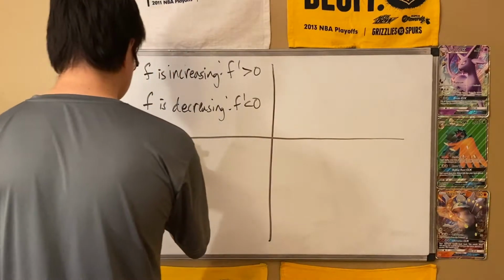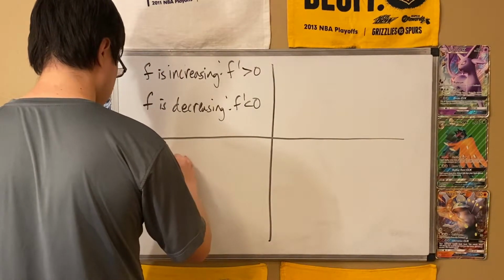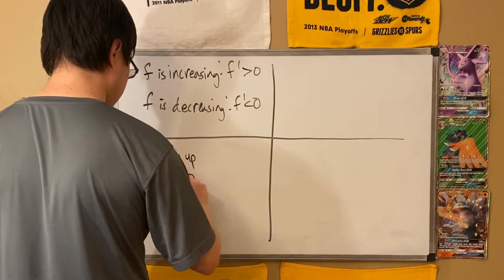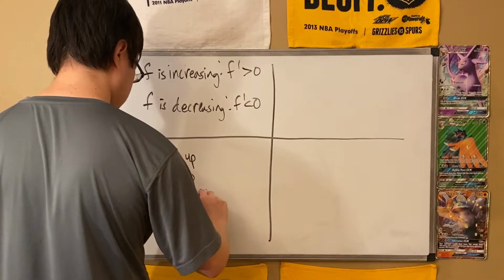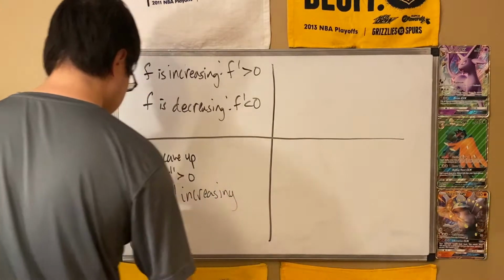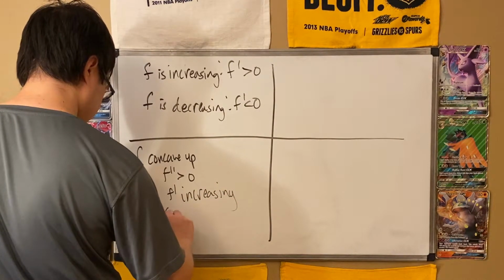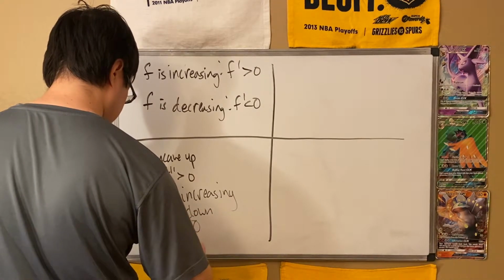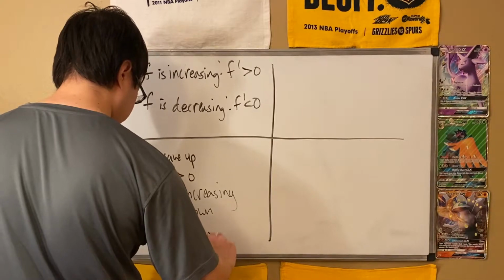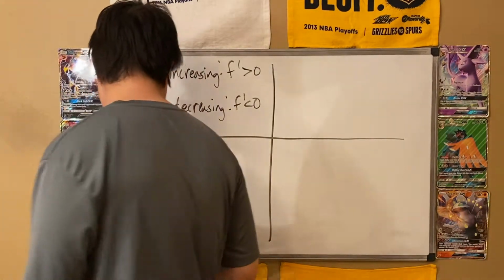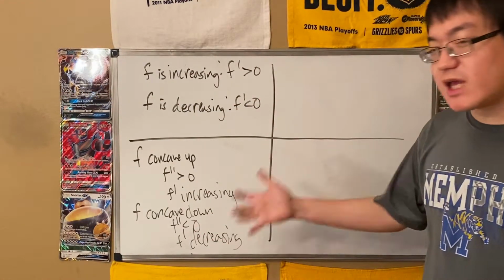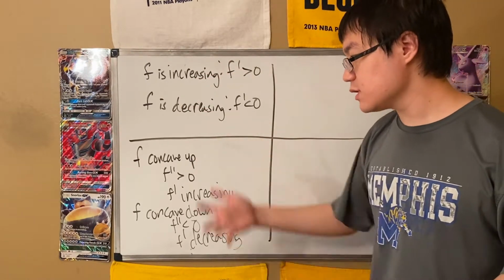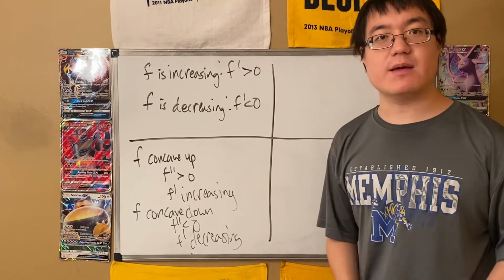In this box, we have f is concave up when f double prime is positive and when f prime is increasing. Same with the opposite, but concave down: f double prime is negative, f prime is decreasing. So this should be all review if you're following our playlist of shape of curves. But keep in mind that concave up or down is a little bit trickier than, in my opinion, increasing because there's two rules. There's f double prime is positive and f prime is increasing.